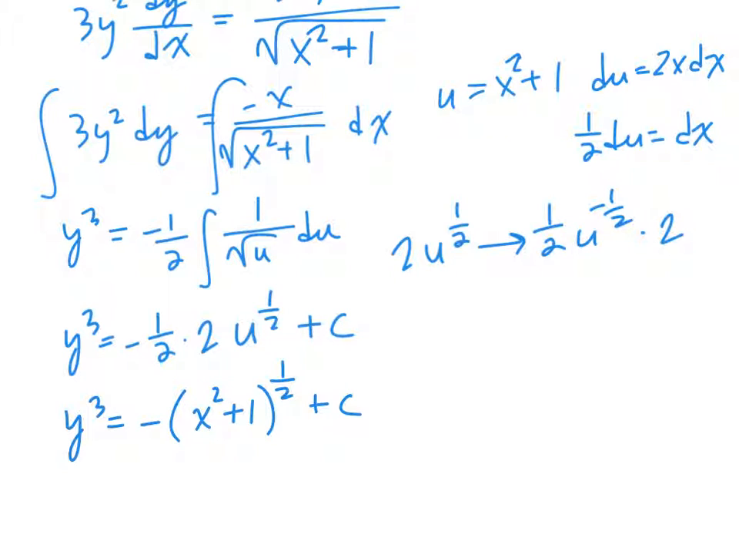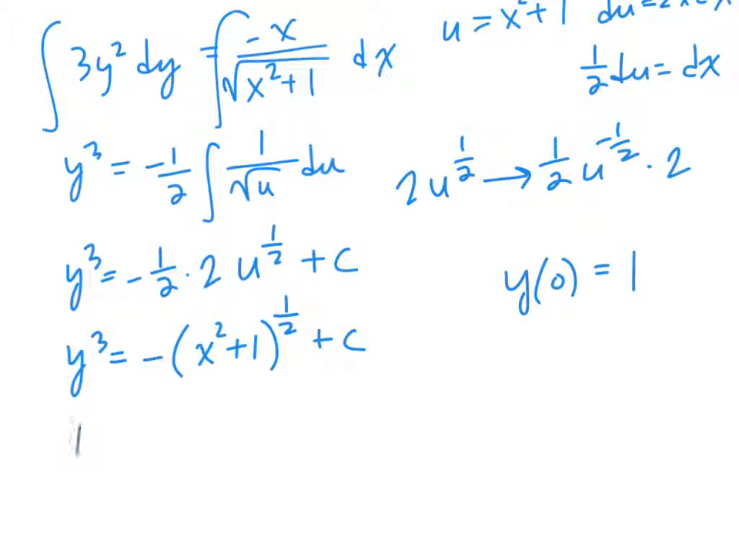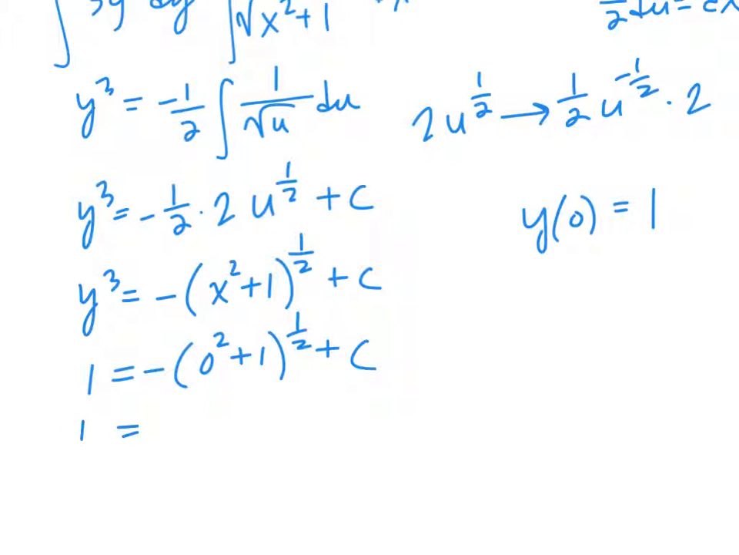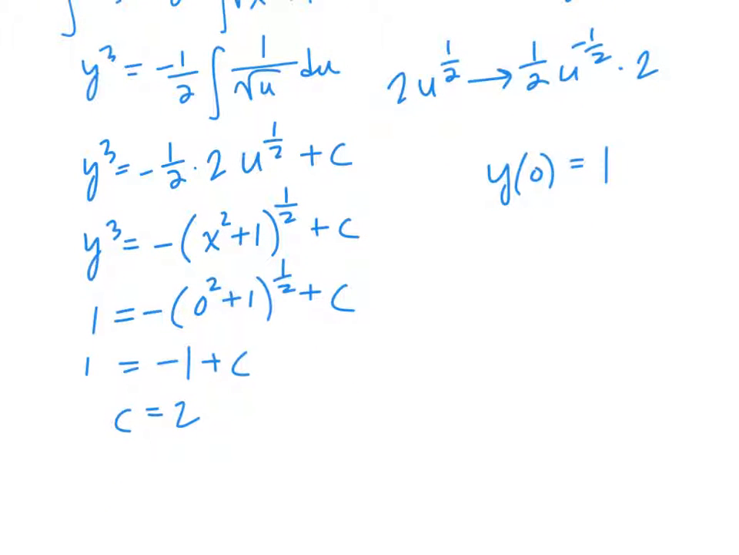Okay, at this time, you should try to figure out what c is. With the initial condition y of 0 is equal to 1, 1 is equal to negative 0 squared plus 1 to the 1/2 plus c. So that is 1 equals negative 1 to the 1/2, which is 1. So negative 1 plus c. So c is 2. Okay, put everything back together.